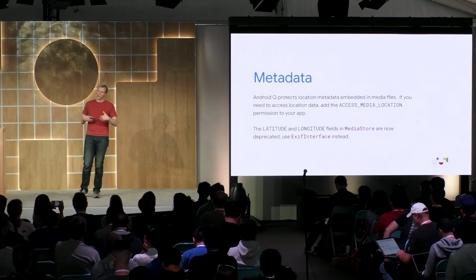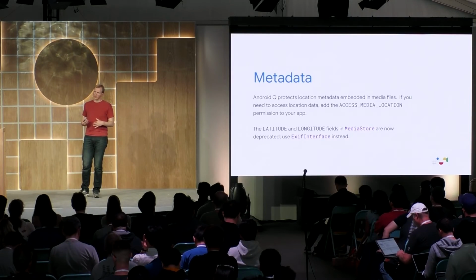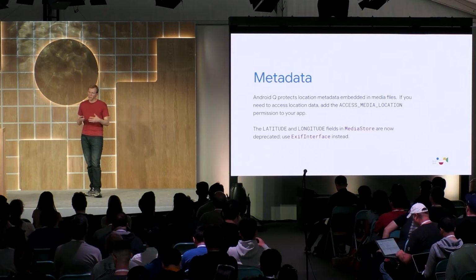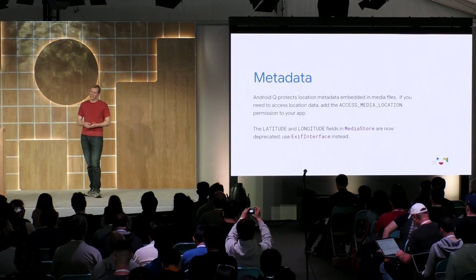So if users expect to see the location information inside of your app, you can add a new permission, access media location, to your manifest. This will allow you, when you open that file, to see the information without it being redacted. It will allow you to see the full latitude, longitude. But by default, we're protecting that information.